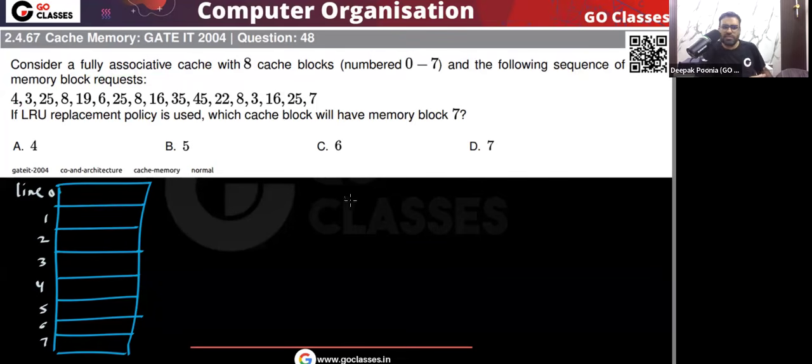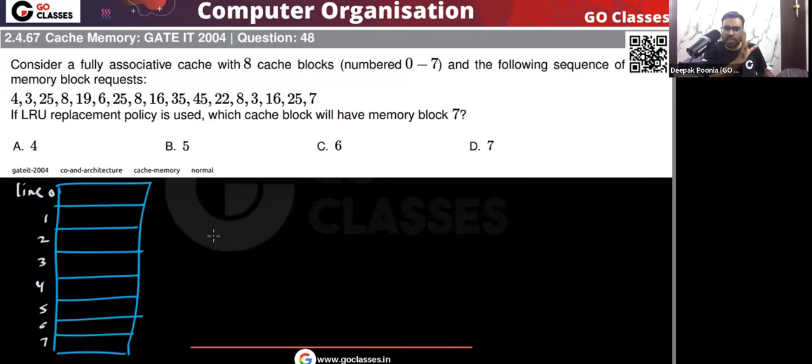So I think in this question, this information should be given. They should mention that if lines are empty, then we will choose the line with the minimum number. Yes or no? This type of information should actually be given in the question. Then this question will become well framed. But now also, of course, we are going to assume the same thing.